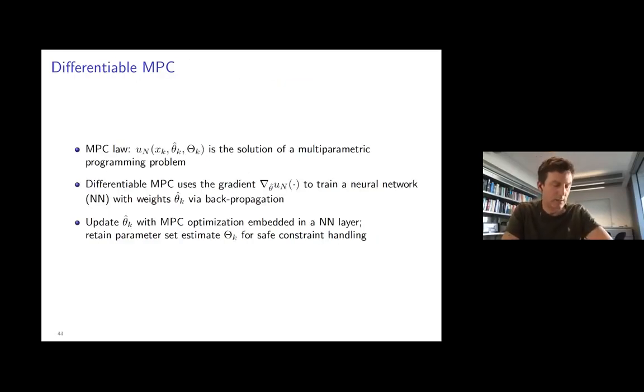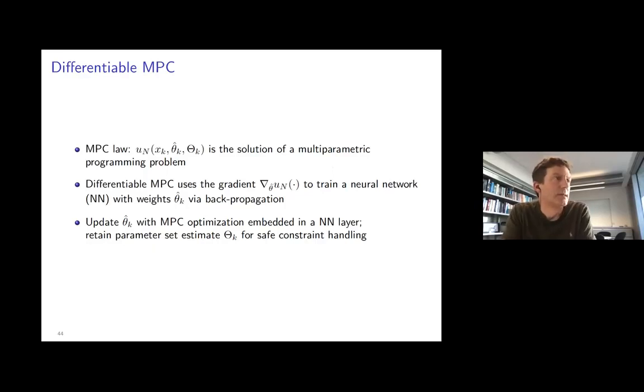So I wanted to finish in the last 5 minutes by talking about more general schemes for estimating the system parameters. And I'm focusing now on the point parameter estimate. So instead of using a recursive least squares estimate, can we use more general stochastic gradient descent type methods for estimating the point estimate, and combine this with a parameter set estimate?